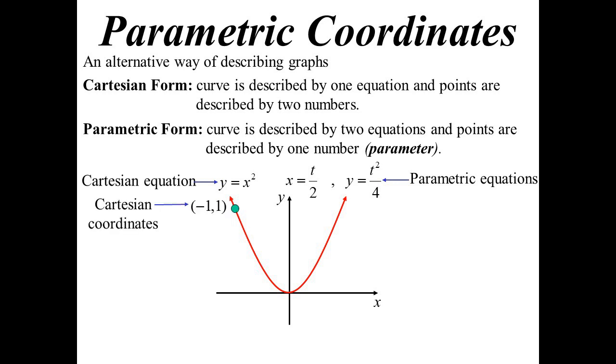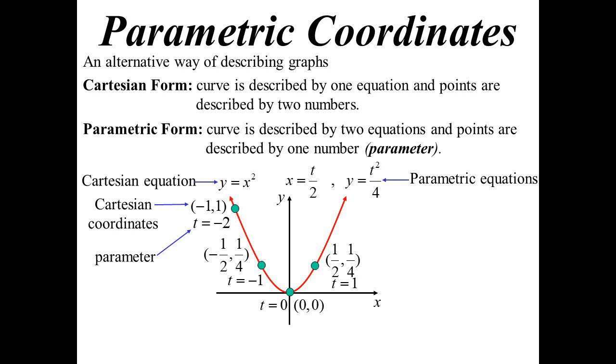Well, that would be the Cartesian coordinates. In parametrics, that would simply be the point t equals negative 2. Because if you sub negative 2 into each of these equations, for the x we get negative 1, and for the y we get 4 on 4, which is positive 1. So they would still represent the same point. Okay, negative a half, a quarter, Cartesian, that would be t equals negative 1. The origin, 0, 0, also when t equals 0 for this one. And so on. So a half, a quarter, t is positive 1, and 1, 1, t is positive 2.